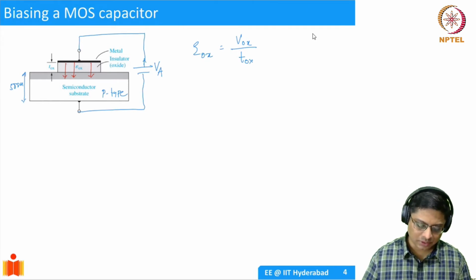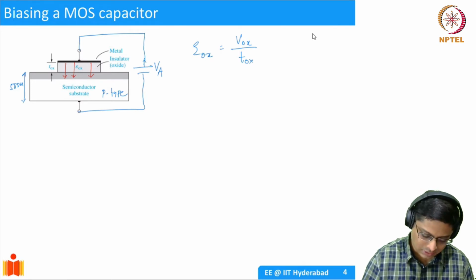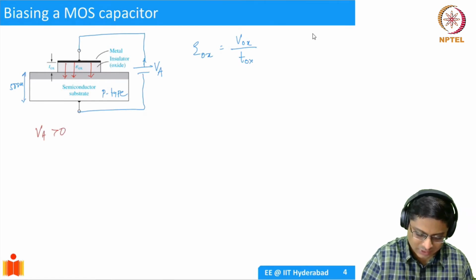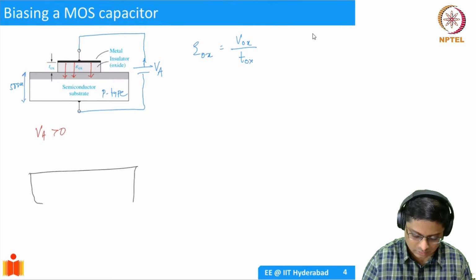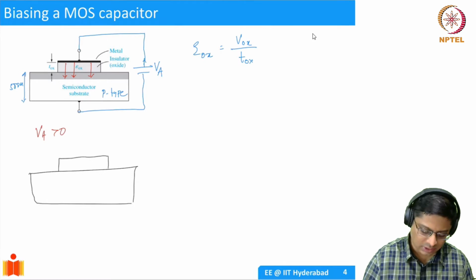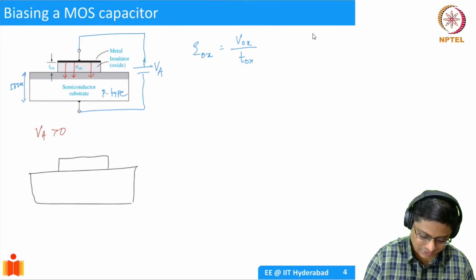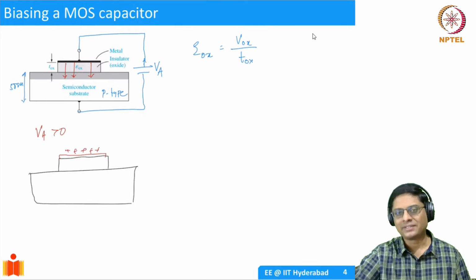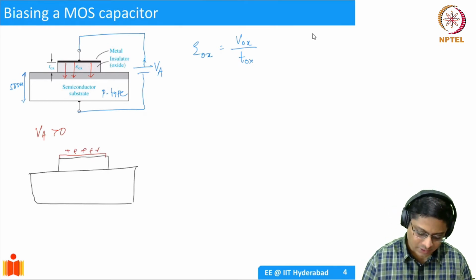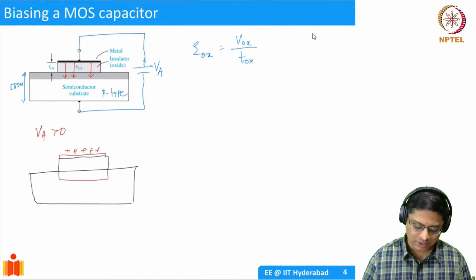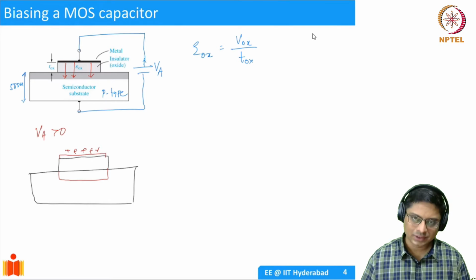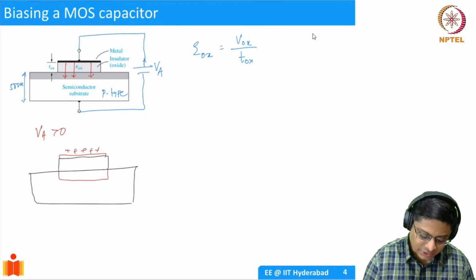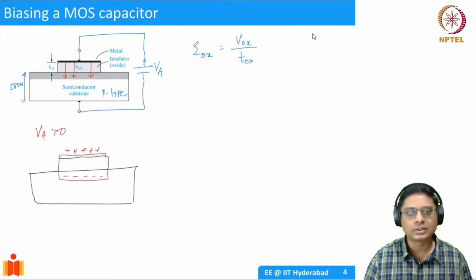So in this scenario, if you apply VA greater than 0, you will have the oxide, and then you are applying metal. I can't show you the metal, but let's say there is a metal here. Essentially, it looks like you're putting a positive charge on this, and you're driving the holes away, right? When you drive the holes away, you're going to get a region where there are no holes. And if there are no holes, what should remain there? Well, doping, right? It's acceptor doping. When you drive the holes away, which are the positive charges, you will end up getting negative charge.